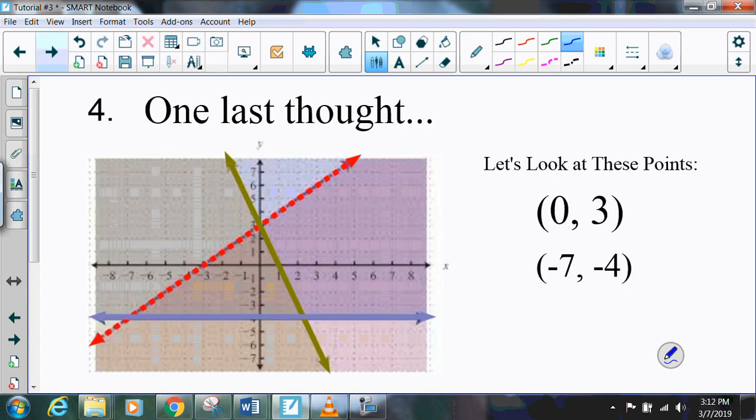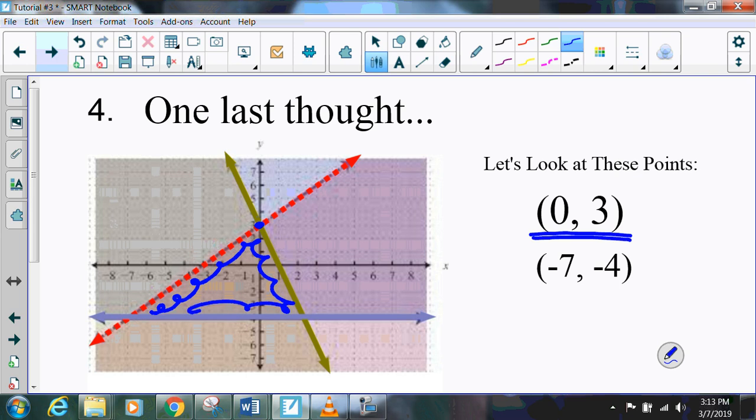All right, one last thought. This is going to be a short video. So one last thought is this. Let's look at the point 0, 3. If I were to graph 0, 3, that's 0, and then 1, 2, 3, that's right here. Now this is a tough one to decide if this is part of the solution, because if you can see, and maybe it's not, it's really not obvious here, but it looks like the solution is right here, right?